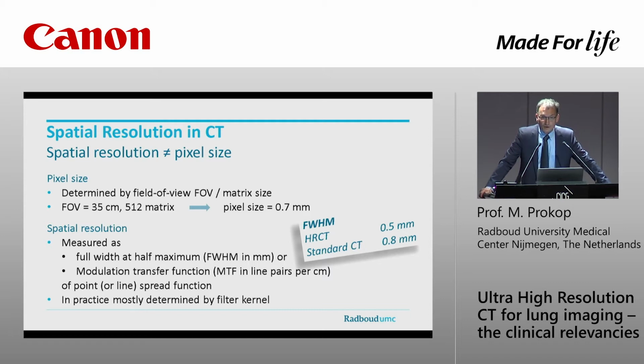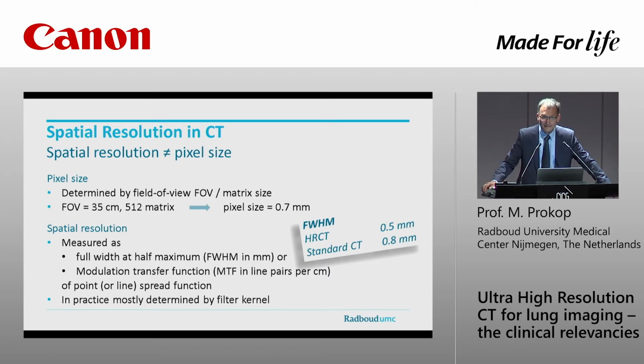Now, one thing that we all have to realize, and that holds true for CT, but especially for MR, because in MR, resolution and pixel size are basically used interchangeably, and that's total nonsense. Pixel size is actually something that is determined by the field of view divided by the matrix size. So in the case of a normal chest, with a field of view of 35 centimeters and a 512 matrix, the pixel size will be 0.7 millimeter. If the field of view is 40 centimeters, the pixel size will be 0.8 millimeter.